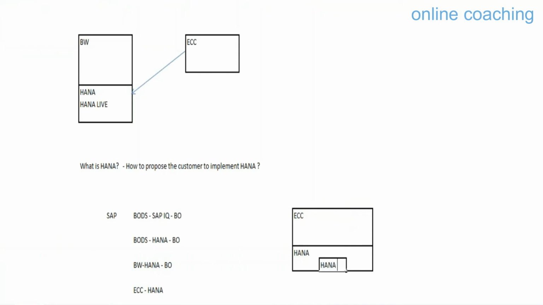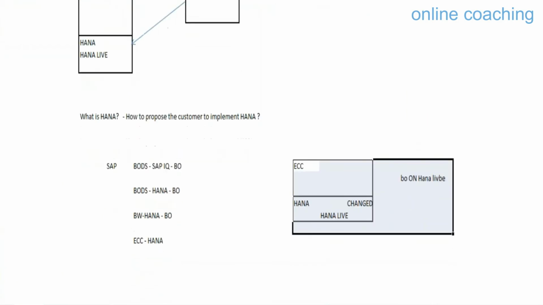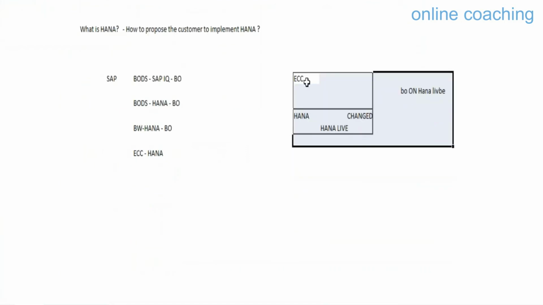So I set up HANA Live. Based on these requirements, we created a copy of those ready-made views and changed them a little bit. Then we did reporting on this without BW. We were reporting on HANA Live. So this could also be one kind of project you can propose. If you're proposing to a simple customer, this could be a solution where ECC is powered with HANA, then you leverage HANA Live on it and do reporting on top of it. Okay?